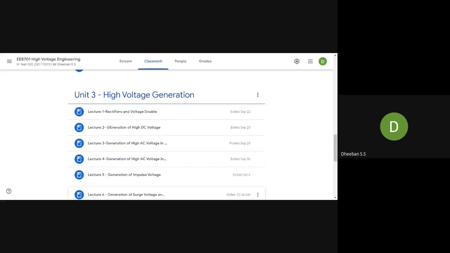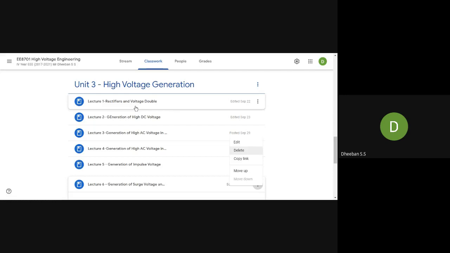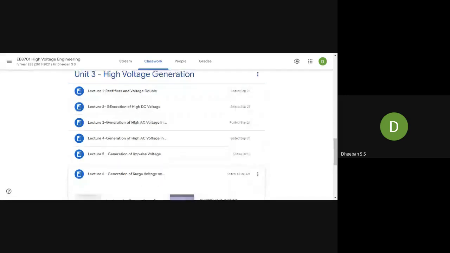Okay, so in today's class, we'll be getting into lecture number 6. This lecture 6 will be dealing with the final generation of your voltage, that is nothing but your surge or a switching surge. So it will be dealing with your switching surge.